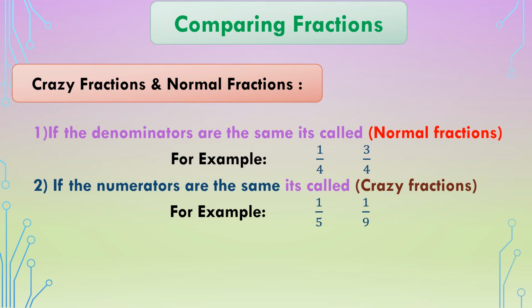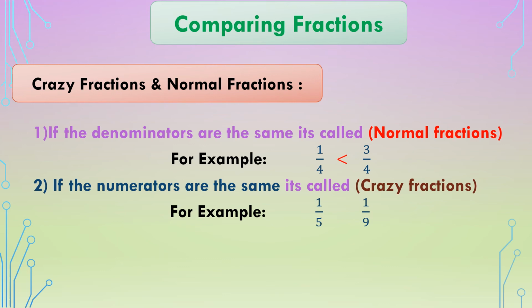For example, 1 over 4 and 3 over 4. Which is bigger? Is it crazy or normal? It's normal. Why? Because the denominators are the same. So compare between 3 and 1. Which is bigger in normal, 3 or 1? Yes, 3. So 3 over 4 is bigger than 1 over 4. It's normal.